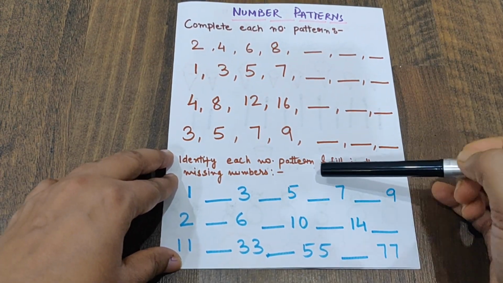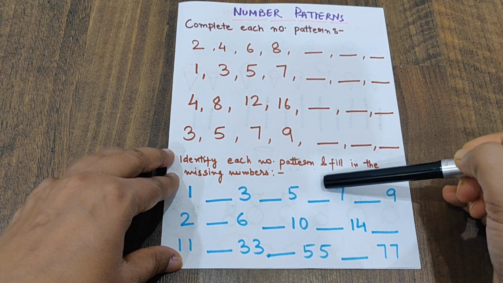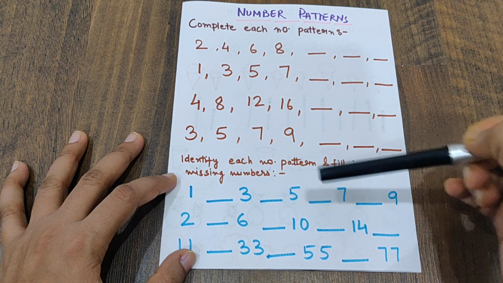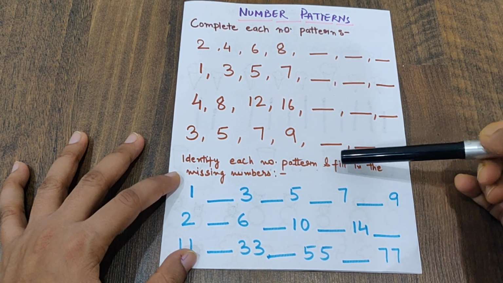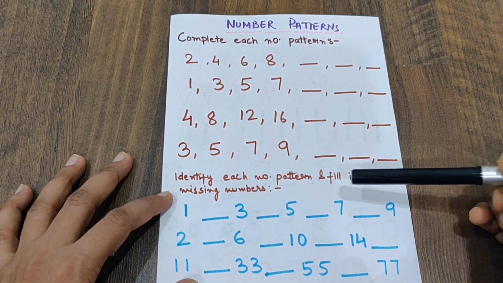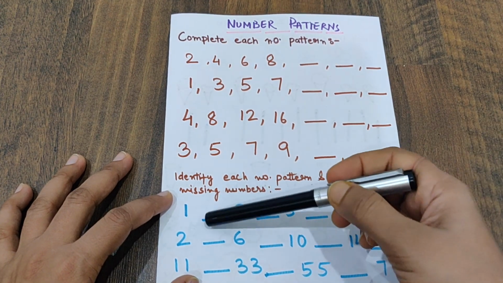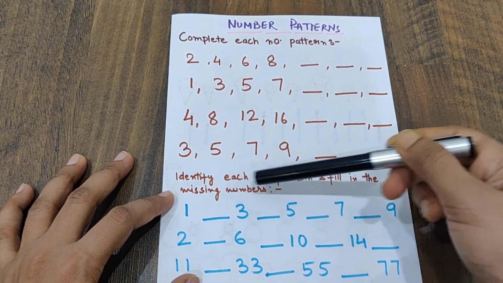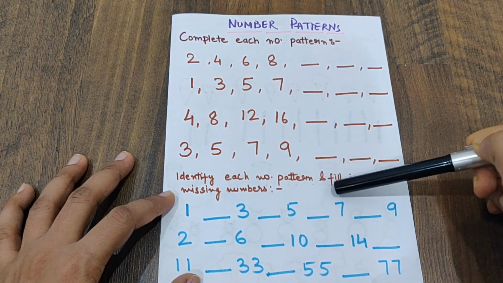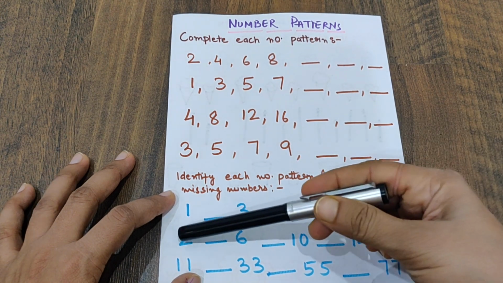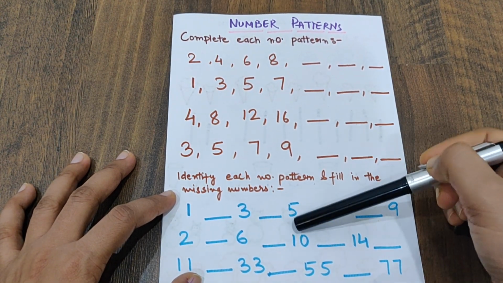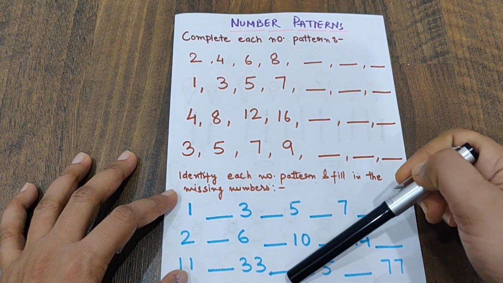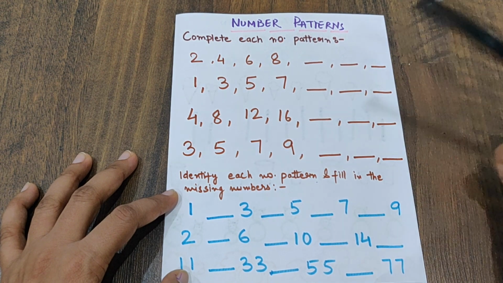Next is to identify each number pattern and fill in the missing number. So here I have tried keeping it simple. It depends what you want to teach the child. How do you want to challenge the child and make it complex for the child? So accordingly you can keep the numbers simple to complex. You can see I have kept a blank in between every time and say it's like 1, then it's 2, 3, 4, 5, 6, 7, 8, 9. Next one goes 2, 4, 6, 8, 10, 12, 14, 16. Next is 11, 22, 33, 44, 55, 66, 77 and accordingly.